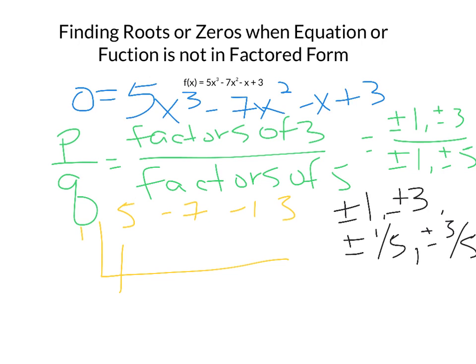Using synthetic division, remember, drop down the first number, multiply the 5 by the 1 up here to get 5, add -7 and 5 to get -2, multiply by the 1 to get -2, add to get -3, multiply by 1 to get -3, add to get 0. 0 is what I wanted, which means that 1 is a zero of my function. Take a moment to pause this video and write down what we have so far before moving on to the next slide.